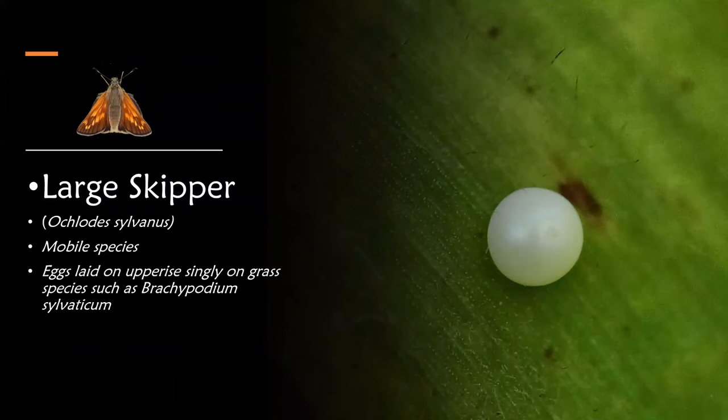The large skipper is a grassland species, more rough grassland agricultural set-aside types of places. The eggs are not going to be easy to find without the help of the adult female, so a mobile species here. This egg was laid on the upper side of false brome, quite large and easily seen with the naked eye.